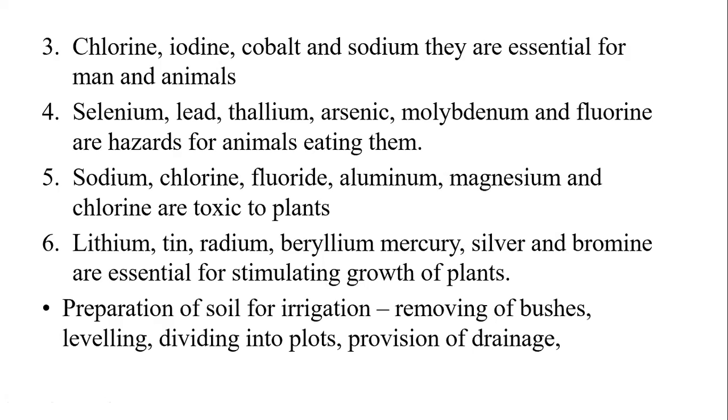Then the next part is the preparation of the soil for irrigation. This is about elements that are essentially required for the growth of the plant, and for the animals eating those plants, and the elements that are toxic to the plants. That part we have discussed. Now we are going to discuss the methods, or rather the steps, that are essentially required to be adopted for the preparation of the soil for irrigation.